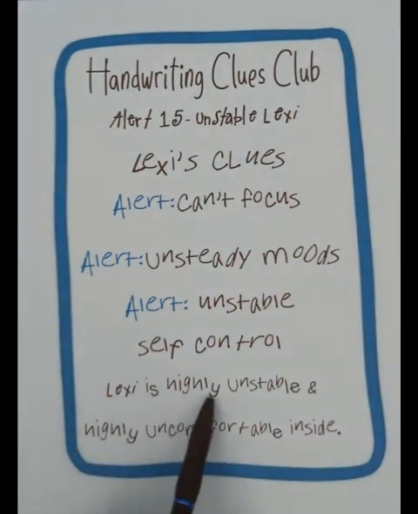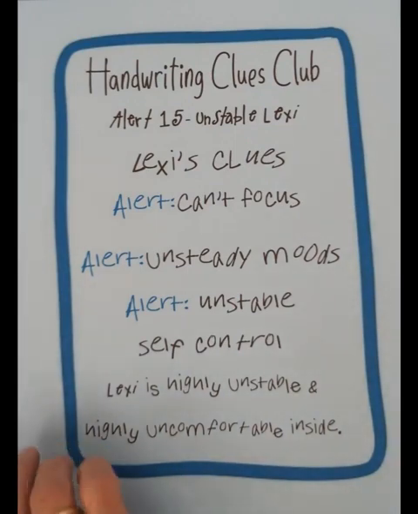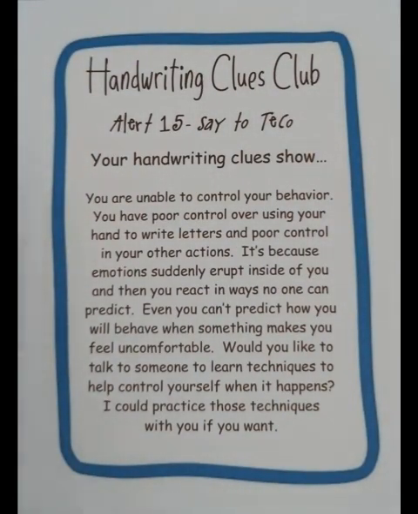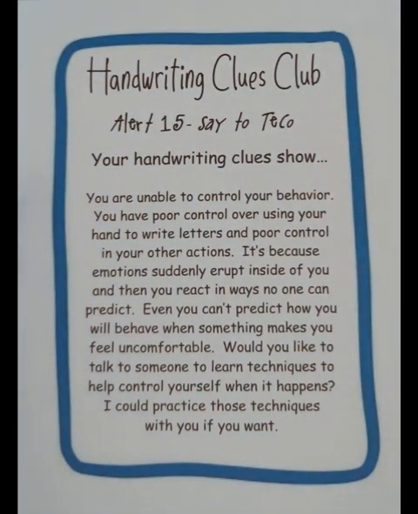Lexi is highly unstable and highly uncomfortable inside. So they're both unstable, but Lexi has a much harder time doing anything than Teco. So we'll say different things to them. We're going to talk about Teco first, who has a very difficult time with self-control.